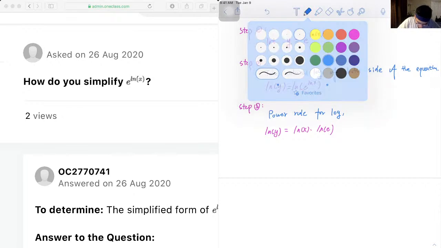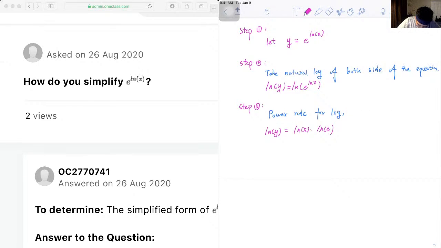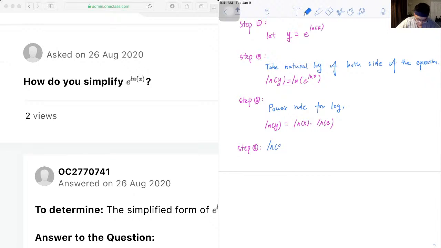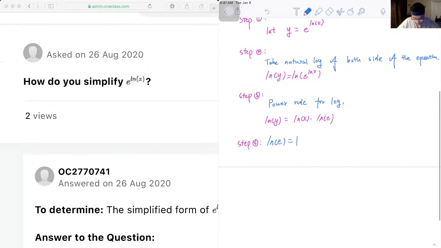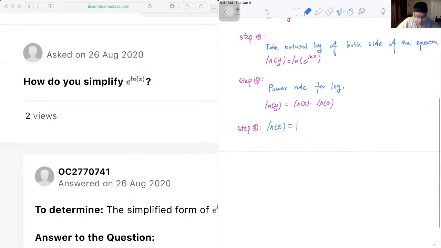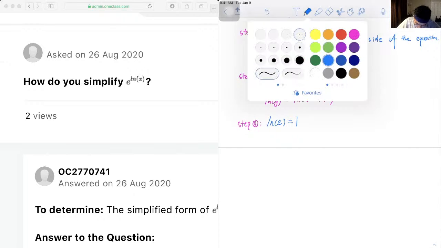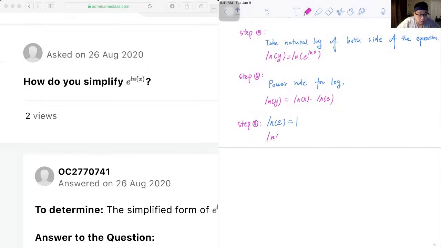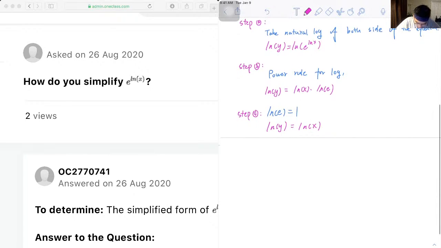Okay, and then next step, we know that ln e is just equal to 1 because there's an invisible base e, so e to the exponent of 1 is equal to e, right? So the equation can be simplified to just ln y is equal to ln x, and y is just equal to x.